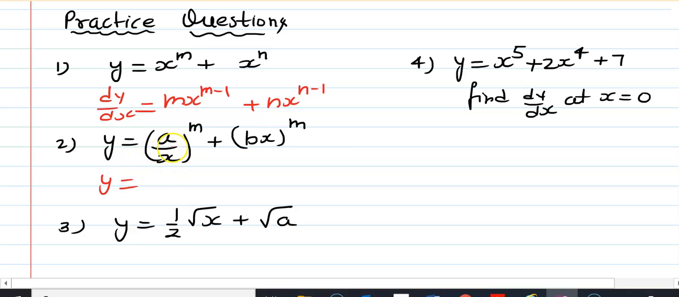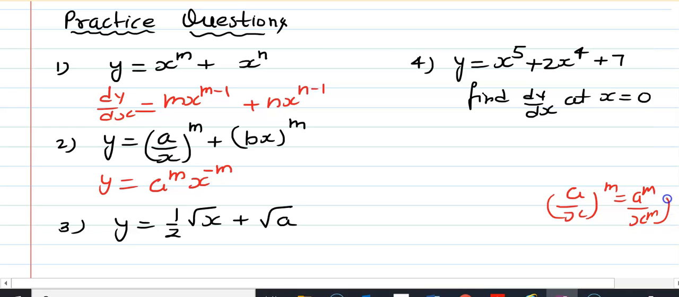So this you can write as a to the power m and x to the power m. So x to the power m is going up, so it will be x to the power minus m. Basically, if it is a upon x to the power m, then you can write a to the power m and x to the power minus m, as it is going up. Similarly, from here it is a b to the power m, so it is a to the power m and b to the power m. So let's write here b to the power m and x to the power m.